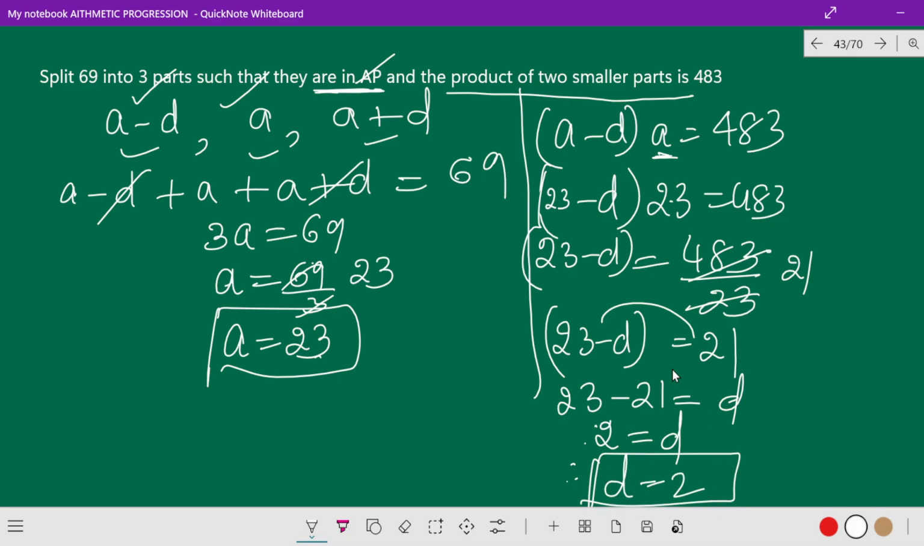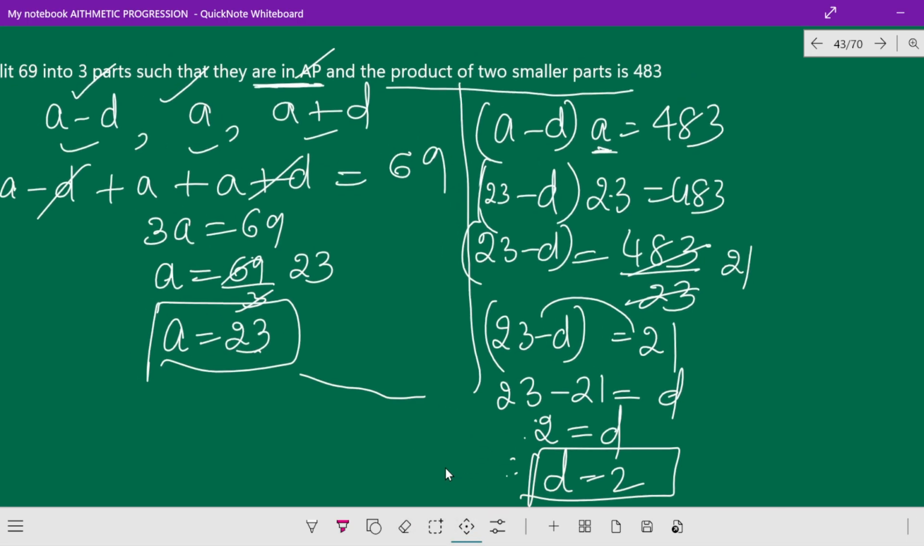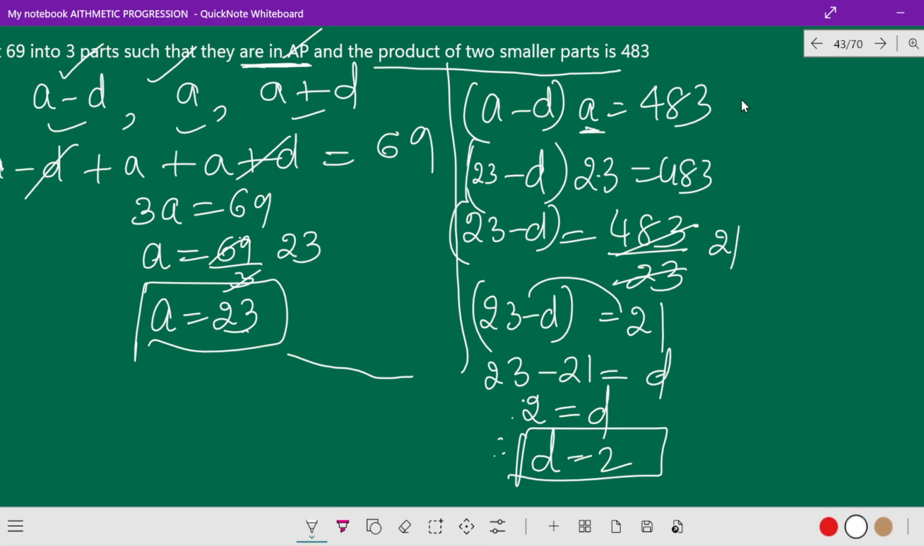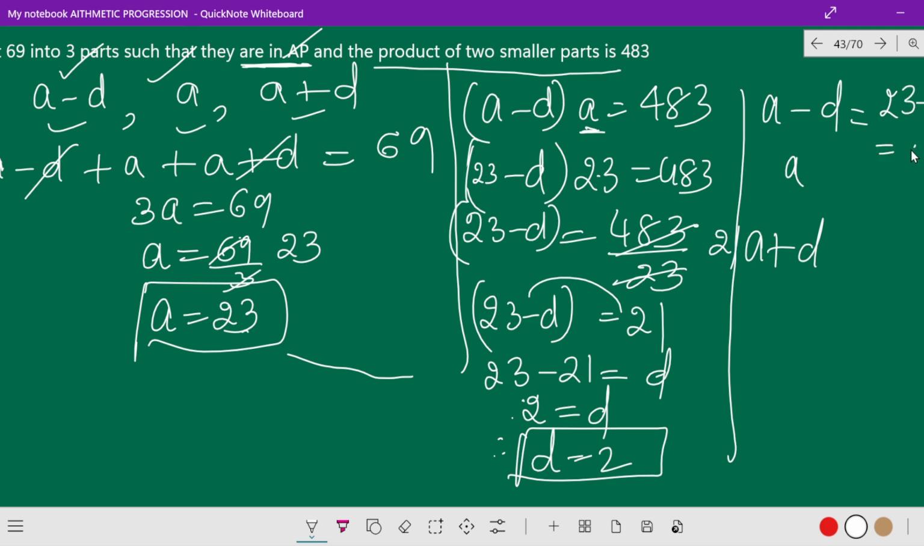When d is equal to 2, what is the question? We have to split 69 into 3 parts such that they are in AP and the product of the two smaller parts is 483. So the 3 parts will be a minus d, a, a plus d. So what is a minus d? 23 minus 2, the answer is 21. The a value is 23. a plus d is 23 plus 2, that is 25.